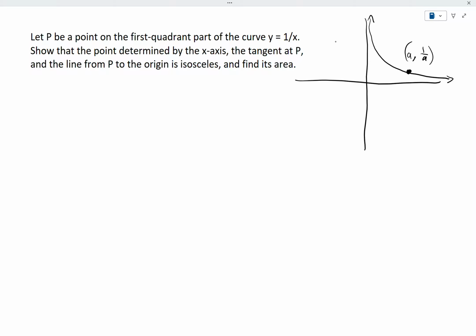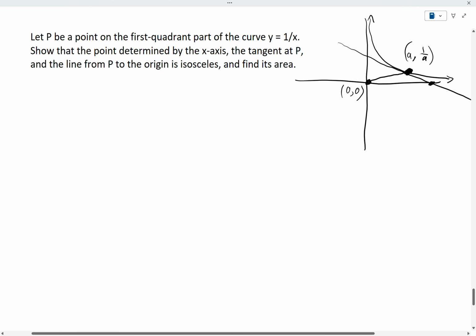And we're looking at the tangent at that point. So we'll say that's the tangent. And we know the tangent's going to cross right here, so that's another point. And we're also looking at the line from the origin to the point that's on the curve, P. And although this might not look isosceles, this triangle is supposedly isosceles, and our goal is to prove it. So we know another point right here that's going to be 0, 0. And we don't know what this point is yet.